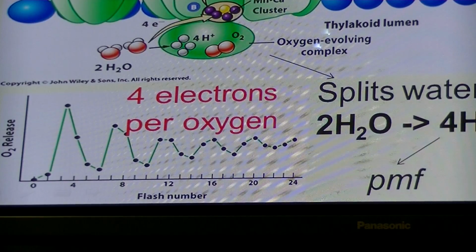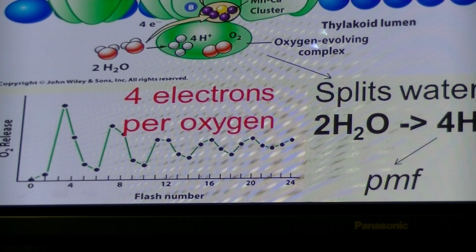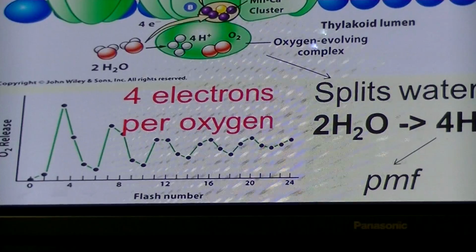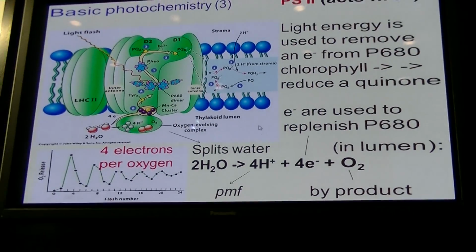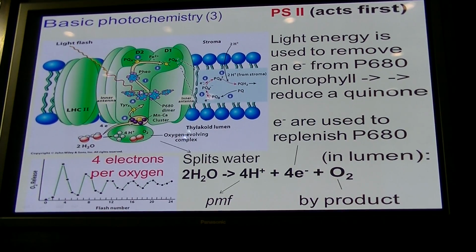So what that tells us is that that oxygen is formed using 4 electron transport events here in this reaction center.